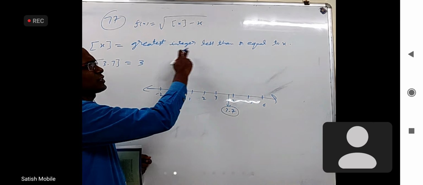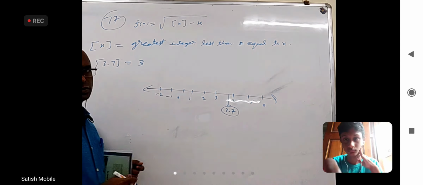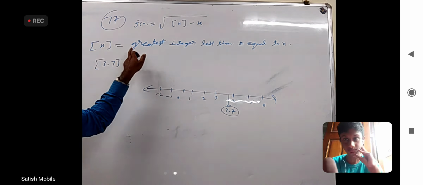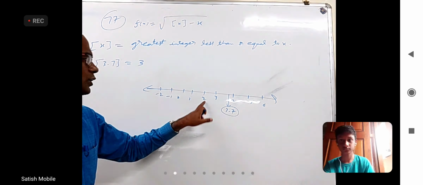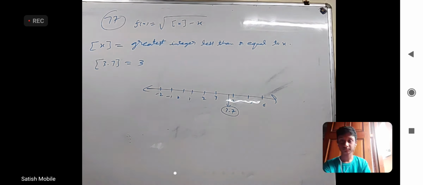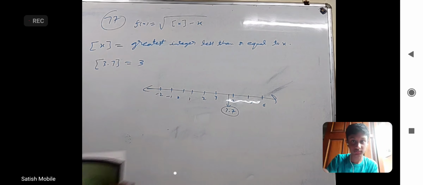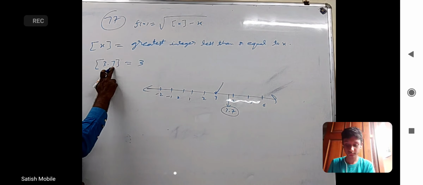What is this definition says? Less than or equal to x, there are a lot of integers. Among them, the greatest integer. Less than 3.7, what are the integers? 3, 2, 1, 0, minus 2. So many are there, right? Among them, what is the greatest integer? 3. That's why it is 3. You can just say, neglect this decimal part and take that.